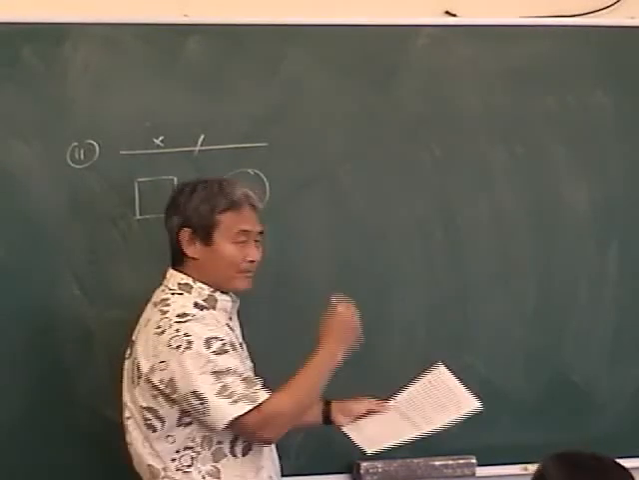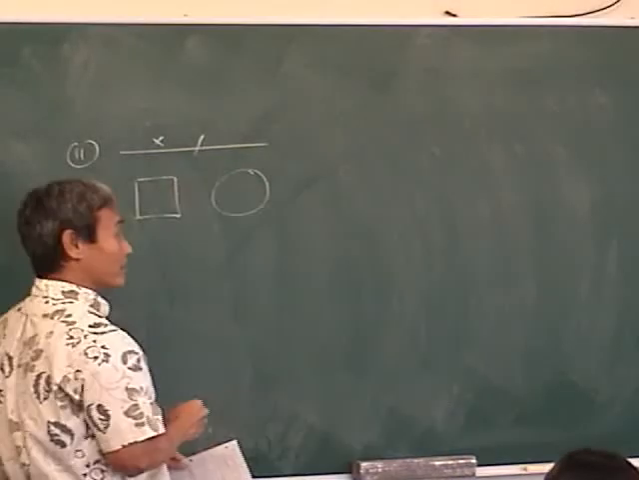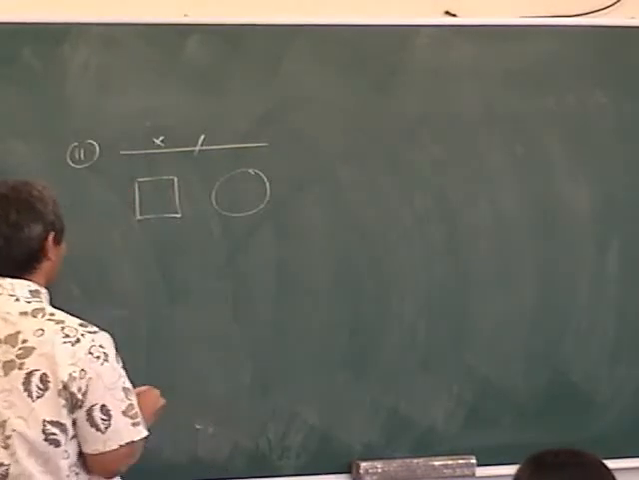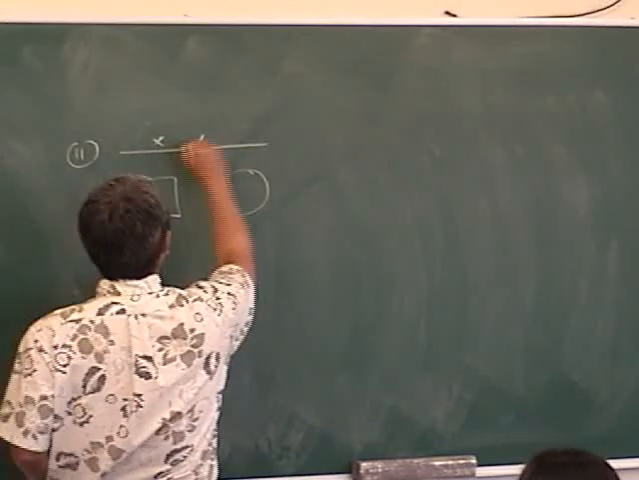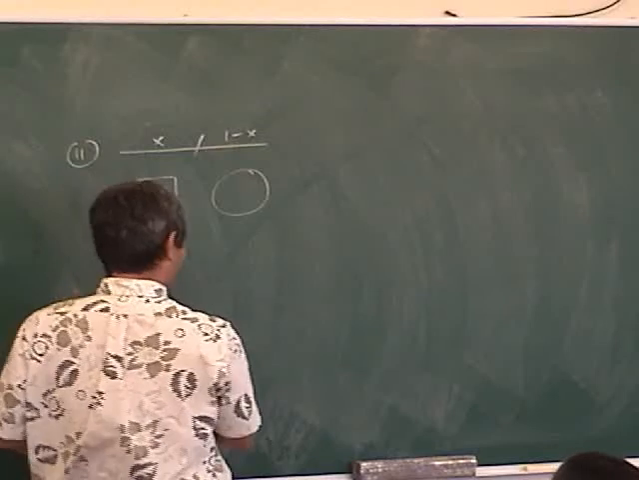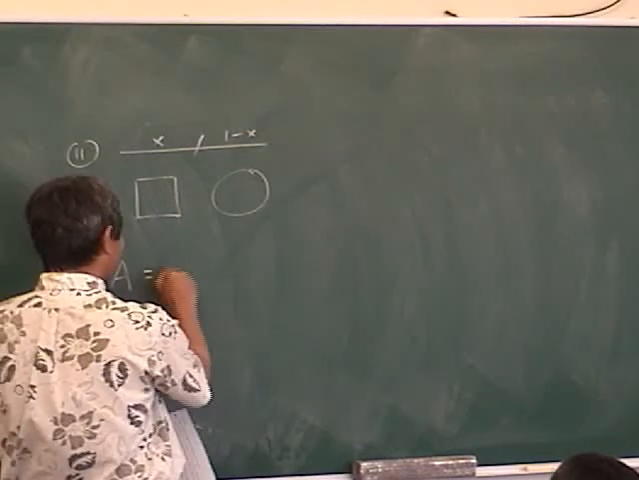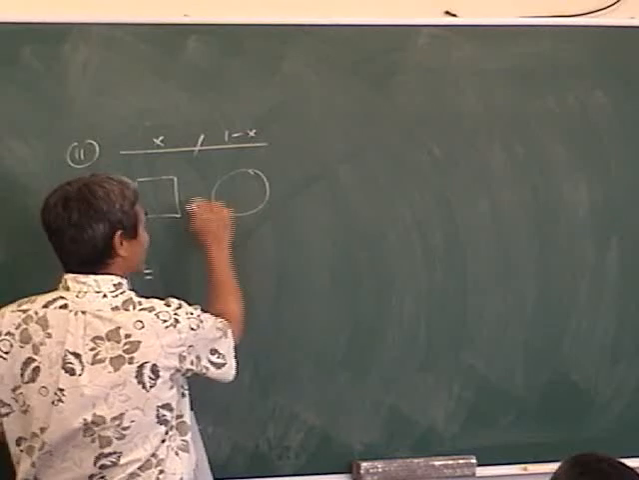Okay, cross out 11b. We don't have time for 11b. We're just going to do 11a because that's the one on tomorrow's test. So if this is x, what is this? 1 minus x. Now we want the sum of the areas to be a maximum. So we need to write a function that represents the sum of these two areas.